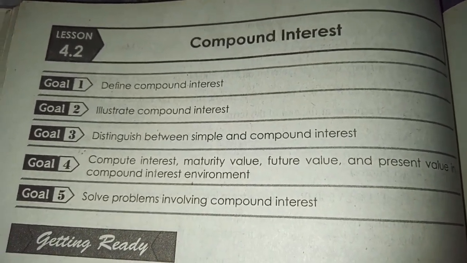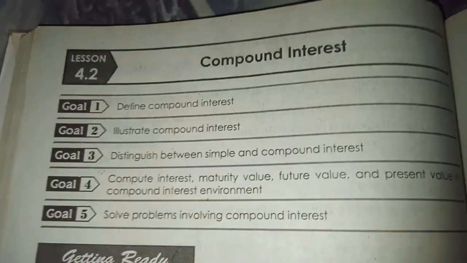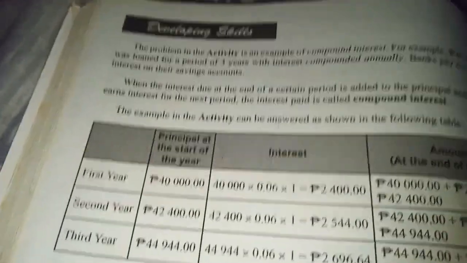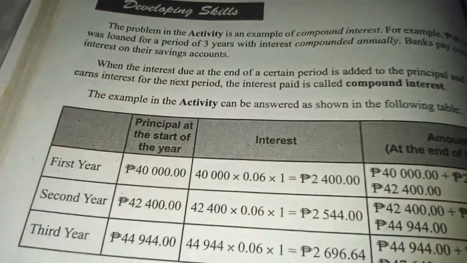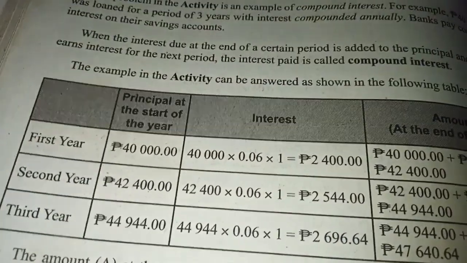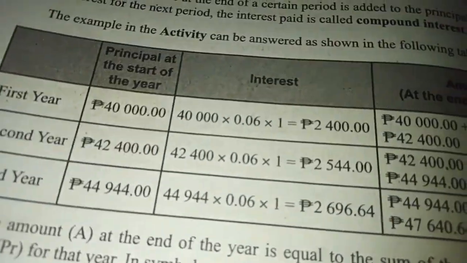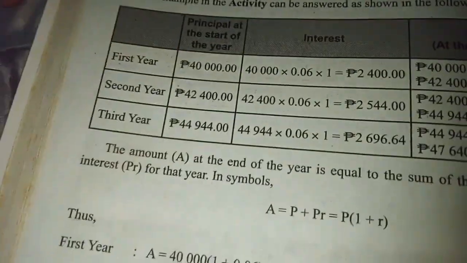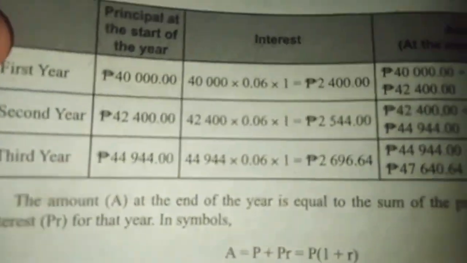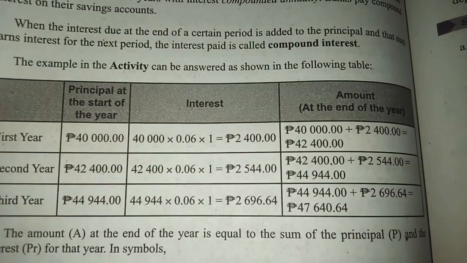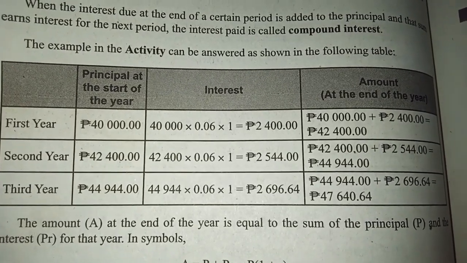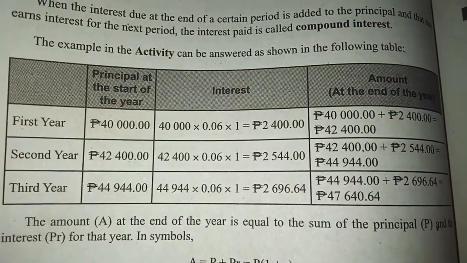So, what is compound interest? Compound interest happens when the interest due at the end of a certain period is added to the principal and the sum earns interest for the next period. For example, this is flashed on your screens. And here's how it is all being computed.